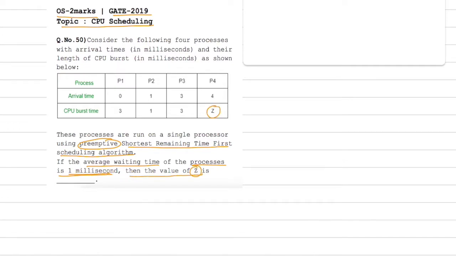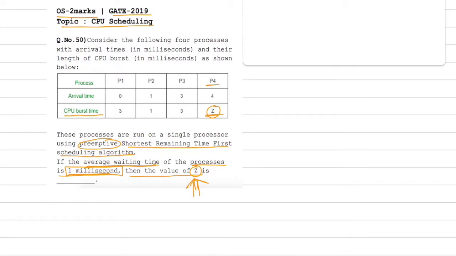So here you can see the value of Z, which is the CPU burst time for process P4, is unknown. And that's what the question is asking. They're asking us to calculate the value of Z. So it's an interesting question because usually we are asked to calculate the average waiting time of all the processes, but here it's reverse. They have already given us the average waiting time and we have to calculate the CPU burst time of one of the processes, Z.